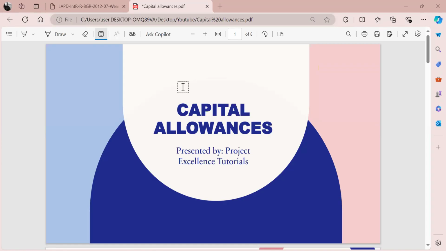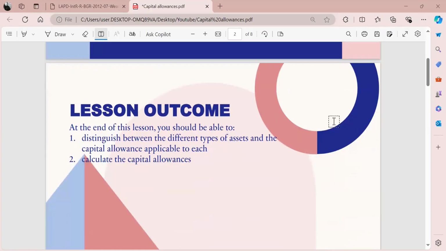As you can see by the title on the screen, we are doing a summary of capital allowances. Now, let's get straight into it. At the end of this lesson, you should be able to distinguish between the different types of assets and the capital allowances that are applicable to each. And you should be able to calculate the capital allowances in respect of movable and immovable assets.